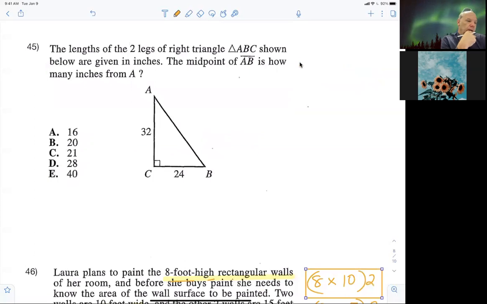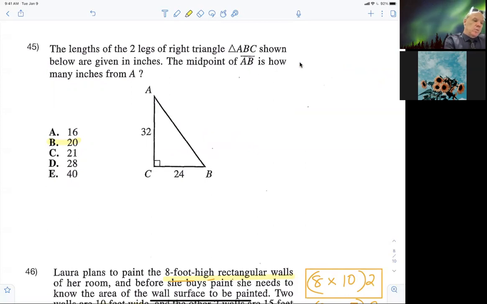Next, let's come up here, 45. This one's a really nice problem. Anybody get this one? Tell me. 20. Someone said 20. Anybody else? Nobody else? 20? Yeah. So let's do that.